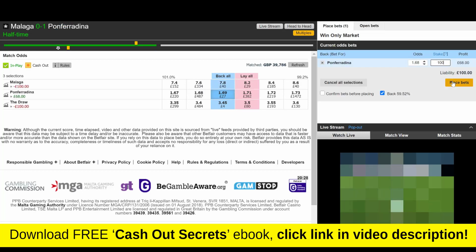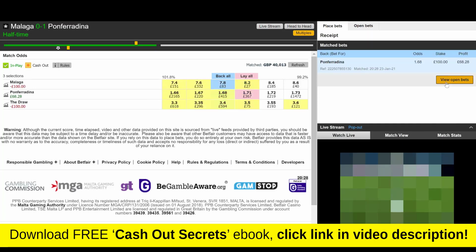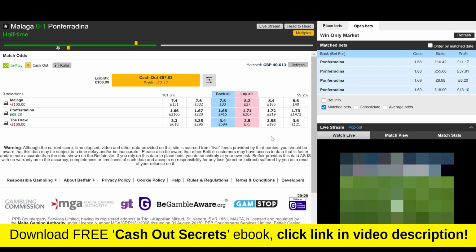Let's back Ponferradina, and the initial plan is that we're going to see how the second half begins. Okay, and that's the great thing about football trading, that you can be flexible. We can start the second half. If Malaga really turn it on and push, then maybe we can get out, but in the meantime the odds are going to be ticking in our favor, so we could even get out for a small profit.